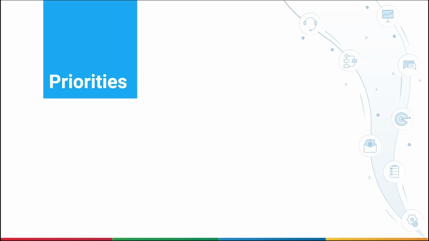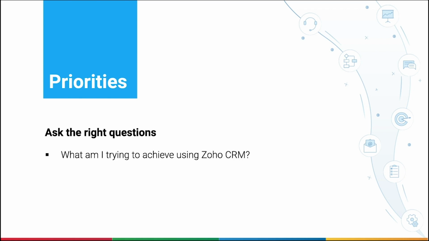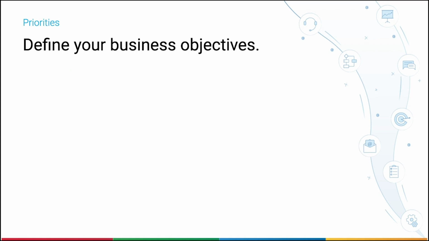Priorities. Before leaping into the actual implementation, make sure that you set your priorities straight by asking yourself the right questions like, what am I trying to achieve using Zoho CRM? What are my key business priorities? As a business, you might have certain expectations from your CRM, and for all you know, you could end up setting up your CRM account differently and expect the right results in the wrong places. To avoid that, make sure you get this first step right by defining your business objectives.